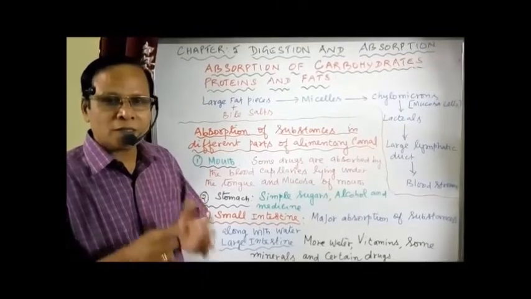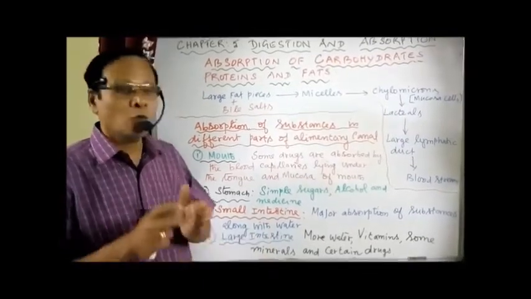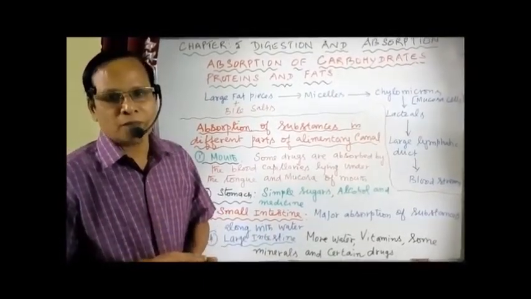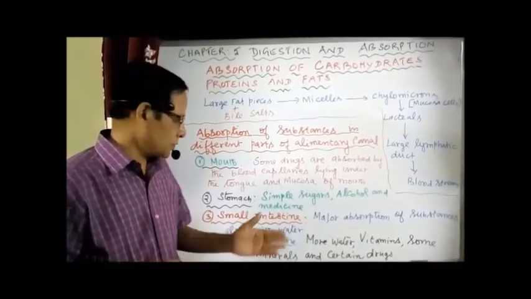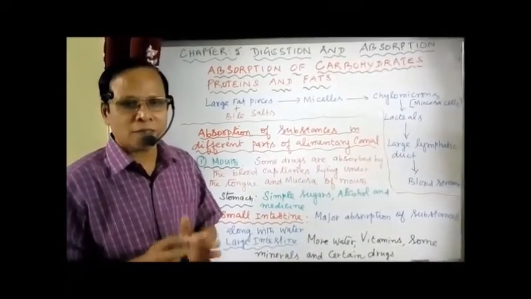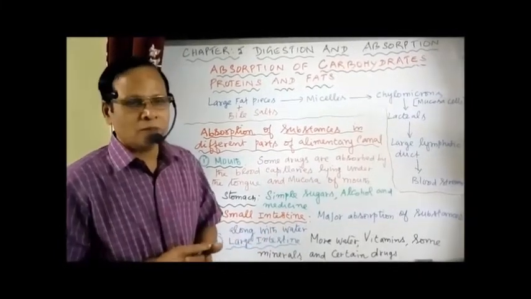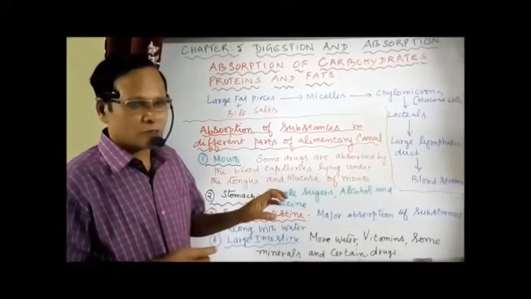And what are the materials that are absorbed in the large intestine? More amount of water, then vitamins. Some minerals and certain drugs are absorbed here. So that is about the absorption process.